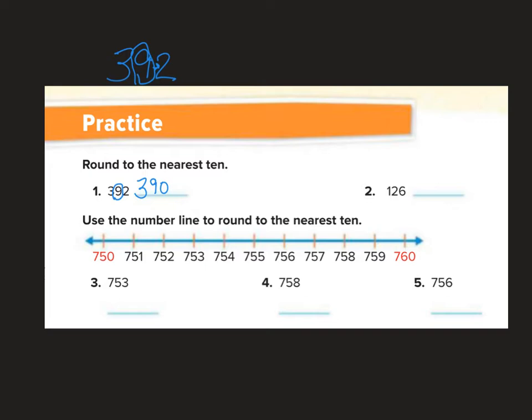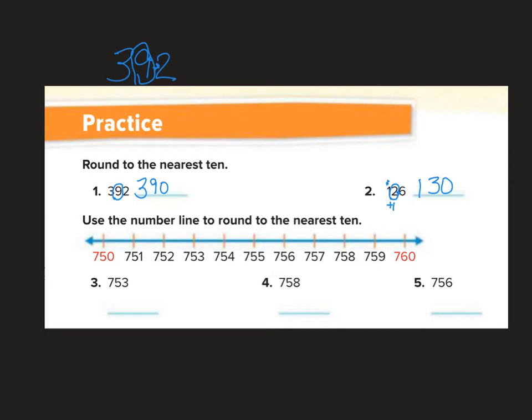So number 2, circle the 2. Look at the number to the right, sorry. That's a 6. It is 5 or more, so that means I need to add 1 to my circled digit. So it's going to become a 3. The 1 stays the same, this one. And then my 6 becomes 0, 130.